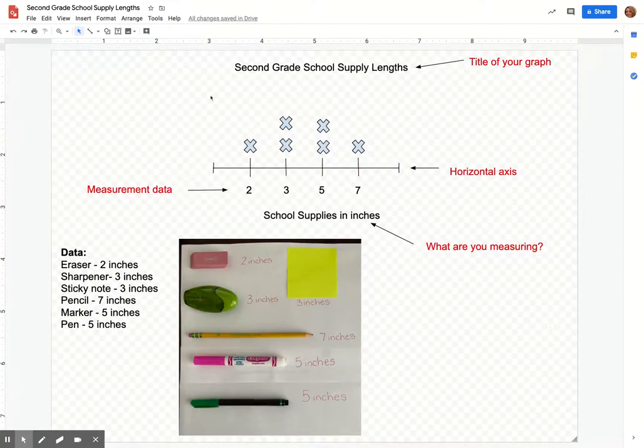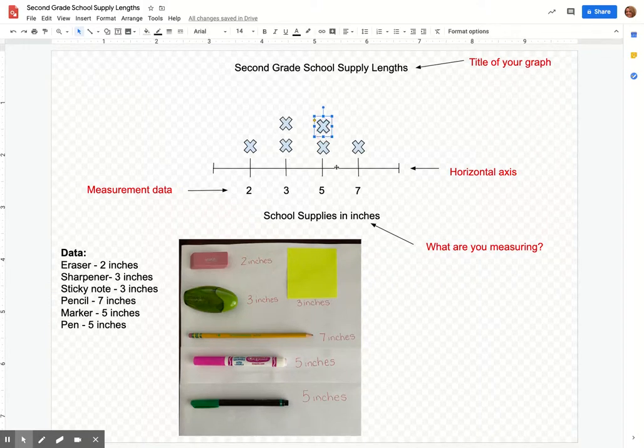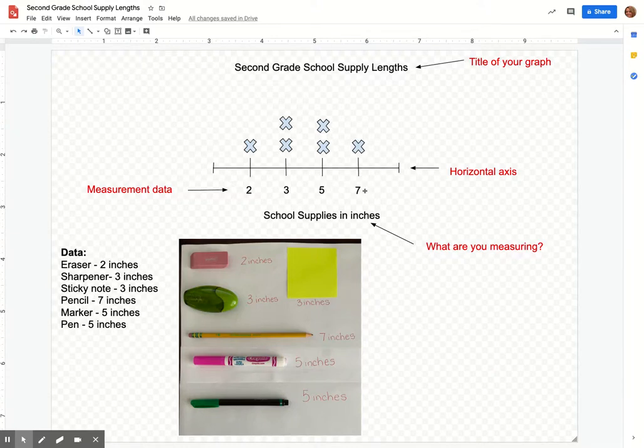So if we were looking at this data and you didn't have this image or this data down here, all you had was the line plot, you should be able to tell me that one item was 2 inches, 2 items were 3 inches, 2 items were 5 inches, and 1 item was 7 inches.